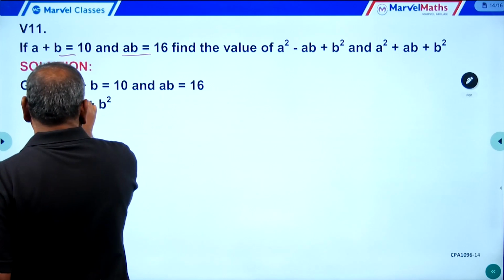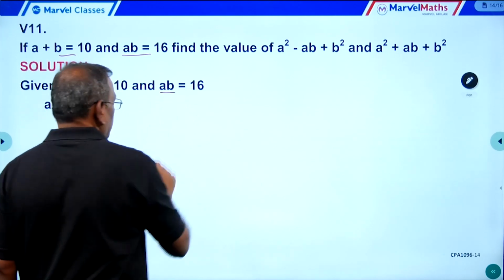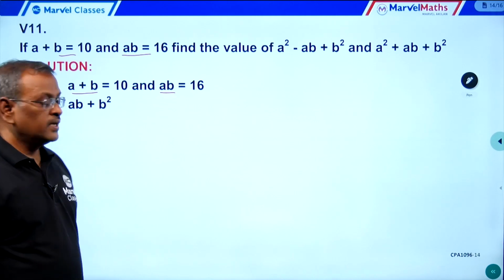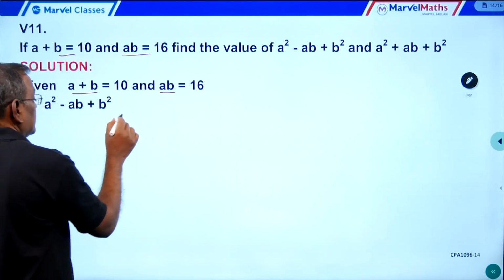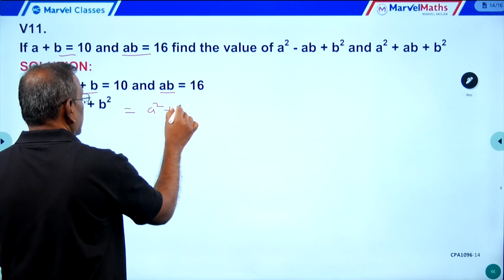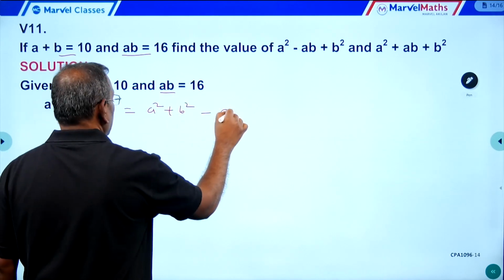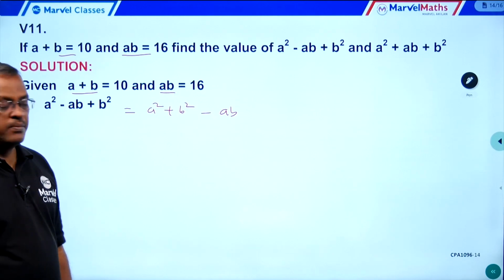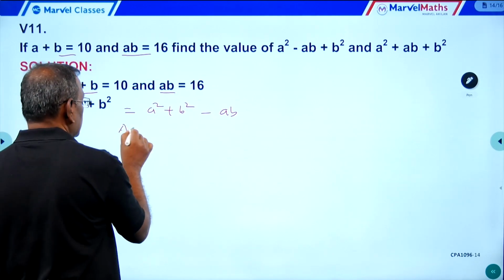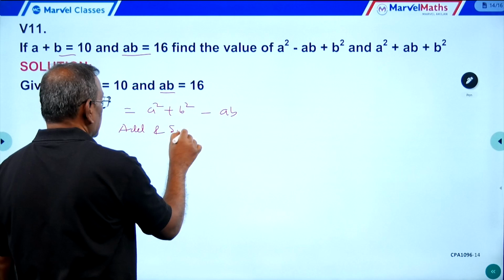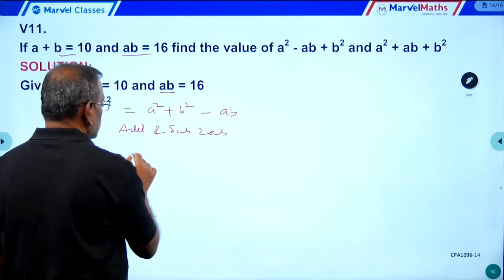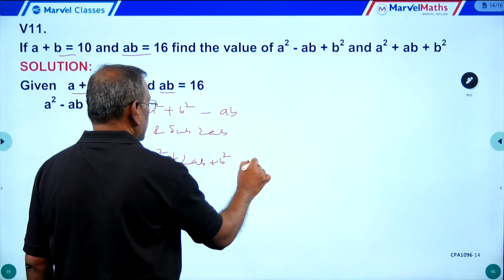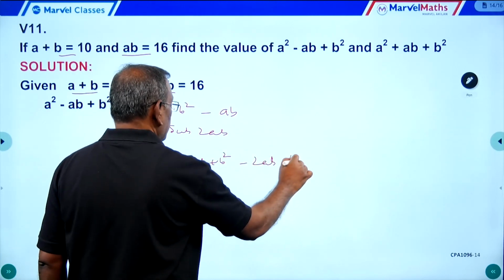The given data is a plus b, that is sum and product. So whatever the given expression, convert in terms of what? A plus b. But here a minus sign is there. So rewriting this, a square plus b square minus ab. For a plus b whole square you need 2ab, add and subtract 2ab. So which is equal to a square plus 2ab plus b square minus 2ab minus ab.